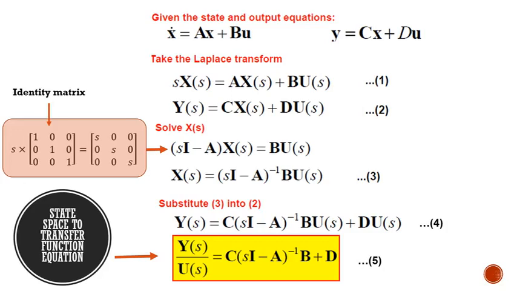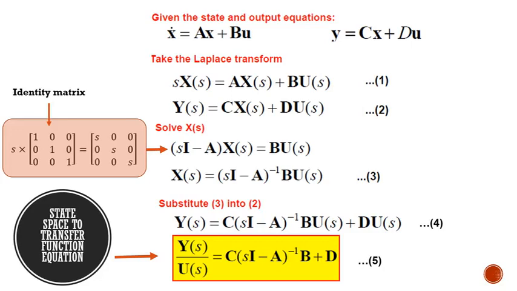Again, using the differentiation theorem, item number 7 from the Laplace theorem table, sX(s) is the Laplace transform of the x dot term in the state equations. Overall, equation 1 is the Laplace transform of the state equation, and equation 2 is the Laplace transform of the output equation.